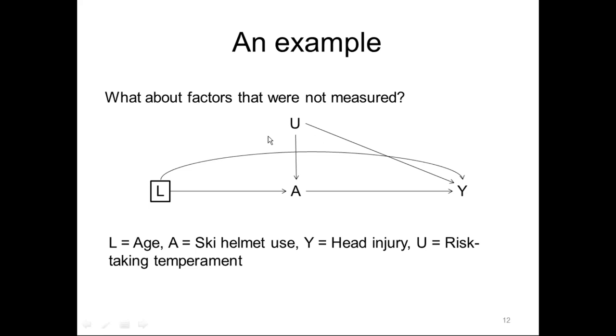And so we've got this U that we've added here. We have some things that we can measure and adjust for, and some things that we can't measure, but we still need to think about the potential for bias from them.